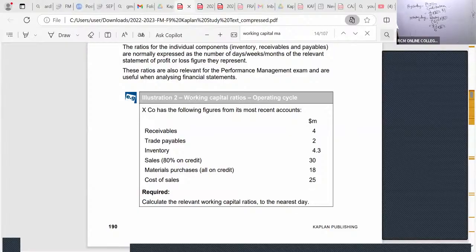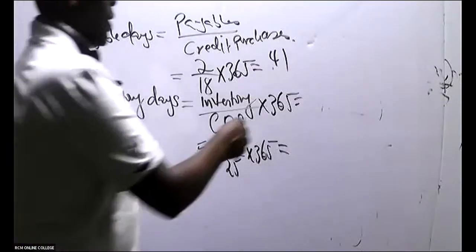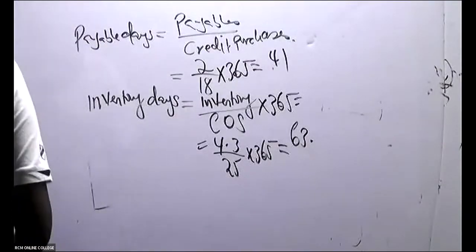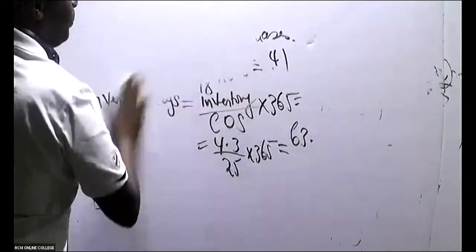So then, ladies and gentlemen, what figure are we getting here as a whole number? 63. And therefore, our cash operating cycle.